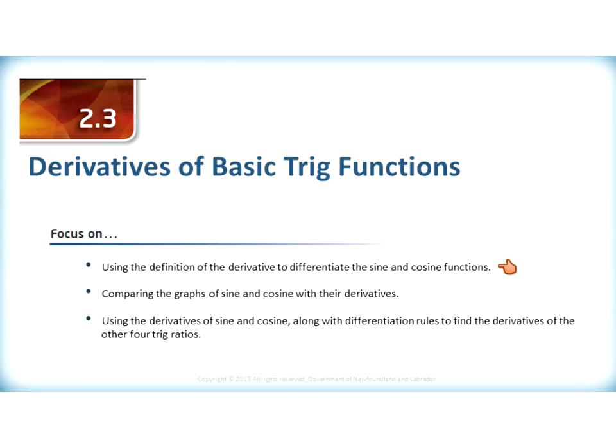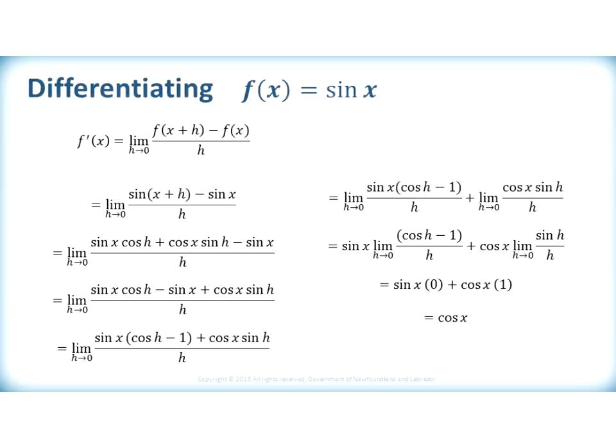And then we're going to use the derivatives of sine and cosine, along with differentiation rules, to find the derivatives of the other four trig ratios. Here we go. So the first thing is, how do we differentiate f of x equals sine x? How do we find that derivative? We're going to get right back to our definition. So here's the definition of the derivative that we all know and love.